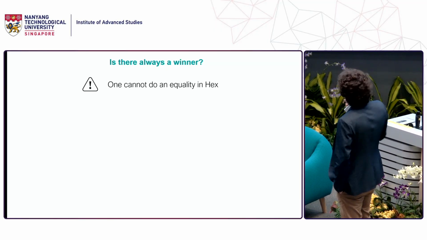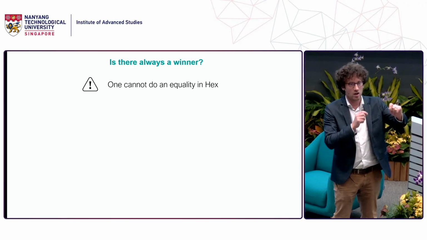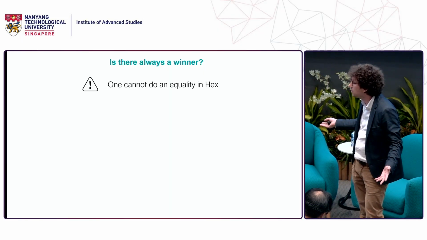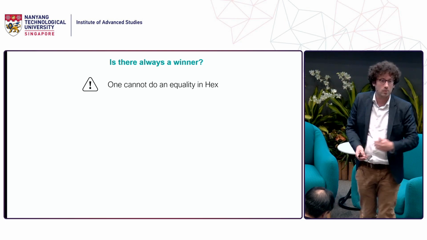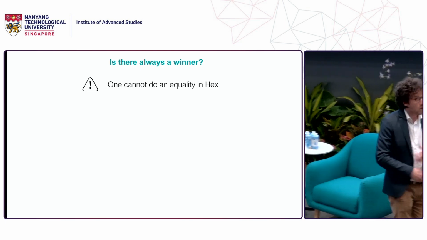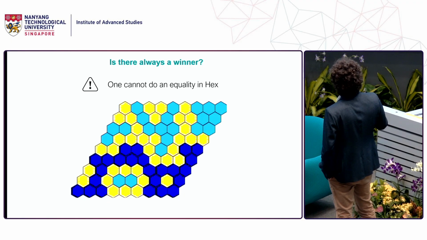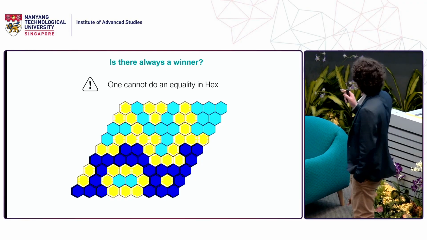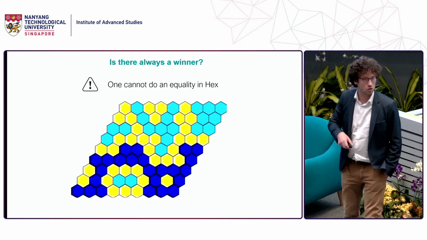So you cannot have an equality, because if you had an equality, you agree that this would be because you color yellow, blue, yellow, blue, yellow, blue, and you arrive at the very end. You colored all the hexagons, but there is no path of blue from top to bottom and no path of yellow from left to right. So let's assume that there is no path of blue from top to bottom. And what I'm going to do is just a change of vision about the problem, but it's a very simple one. I'm going to color in light blue all the blue hexagons that are connected to the bottom.